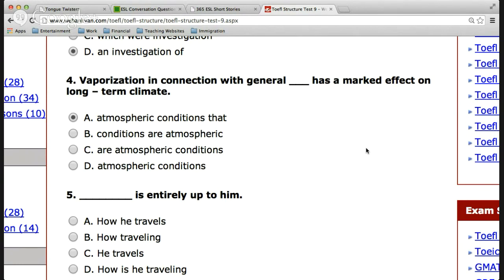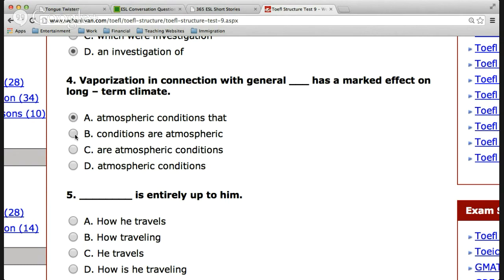Vaporization in connection with general conditions are atmospheric has a marketed effect on long-term climate. Okay. D, vaporization in connection with general atmospheric conditions has a marketed effect on long-term climate. Yes. Okay. D. All right. Now, this one here, I actually disagree with the answer that they are going to give.